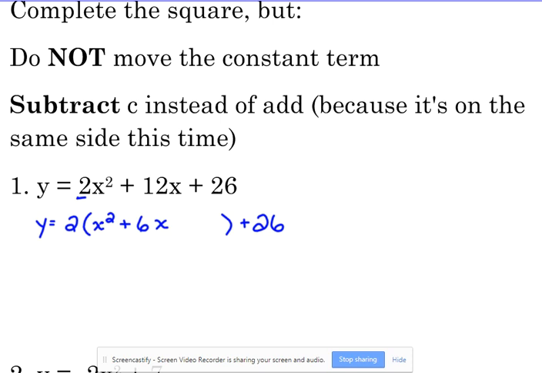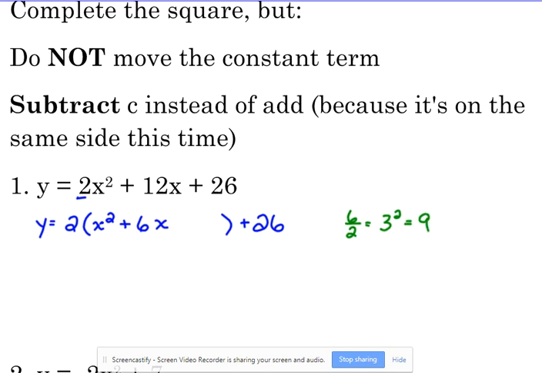Remember, when we were completing the square, we moved that constant to the other side. Well, we don't do that in this case. We just keep it outside of our parentheses, and we don't change it for now. So factor the 2 out of the first two terms, out of the x terms, leave the constant alone. Okay, complete the square, so divide 6 by 2, we get 3.